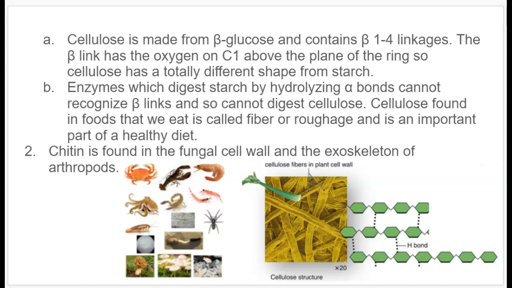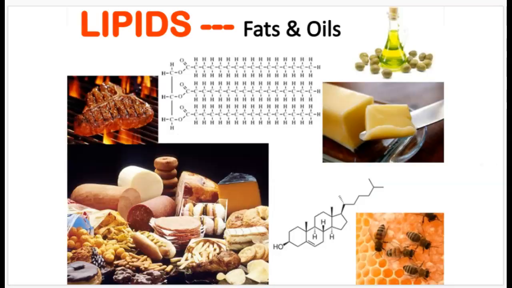Okay? But it is a really important part of our diet. All right, so that's it for carbohydrates. We're going to talk about lipids next. Lipids generally are referred to as fats and oils.